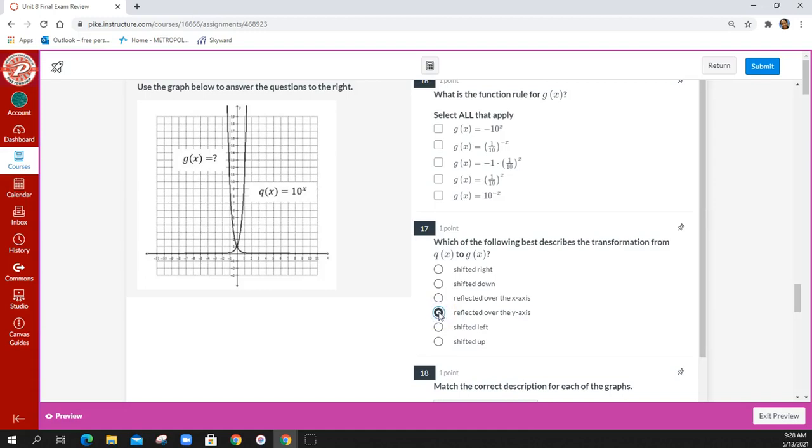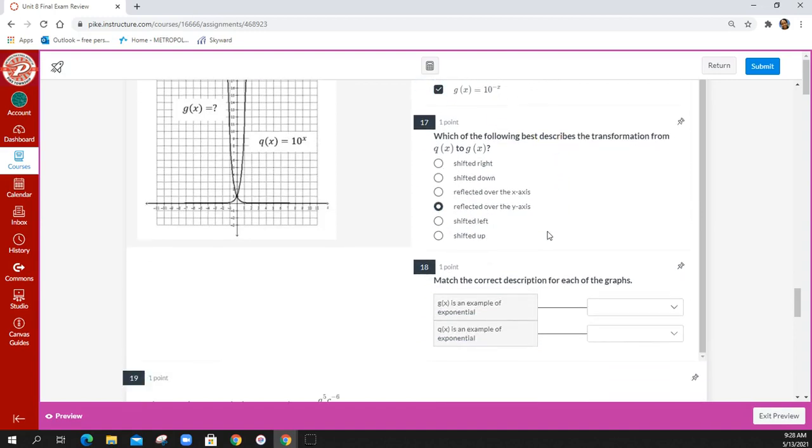So now let's talk about how you write your equation when it reflects. You have two different options. You can make your exponent negative, which would be 10 to the power of negative x, or you can write the base as a fraction, which would be 1 over 10 to the power of positive x. So g of x, which is this graph here, when we look at this graph from left to right, g of x is decaying. So g of x is an example of decay, where q of x is an example of growth.